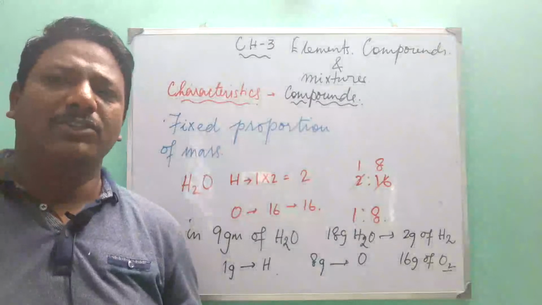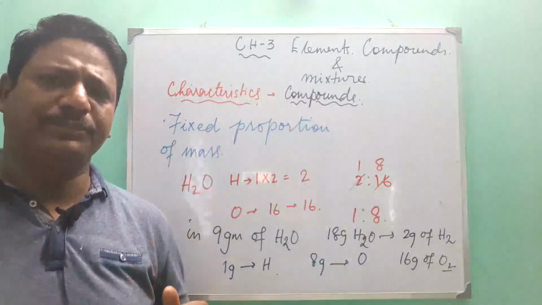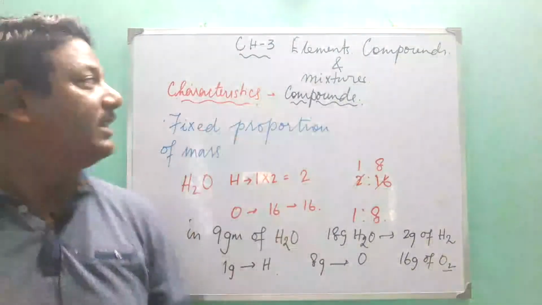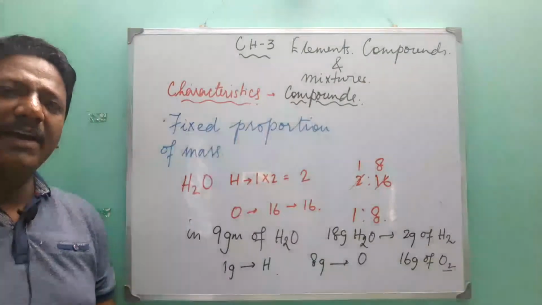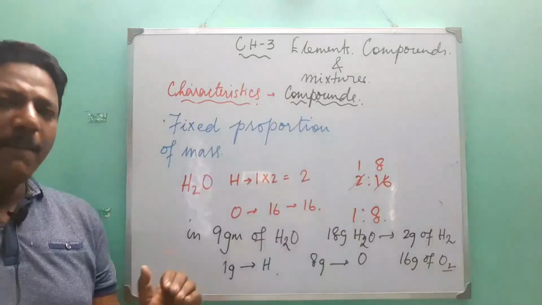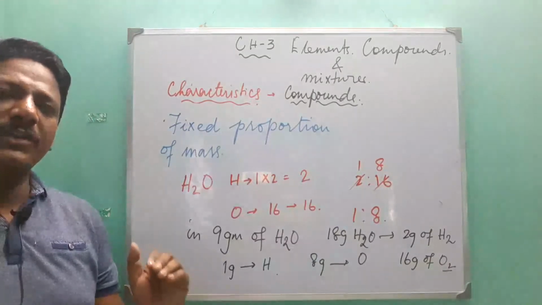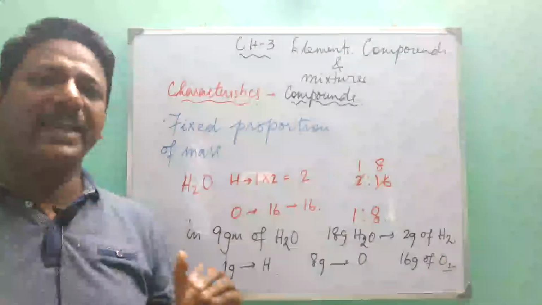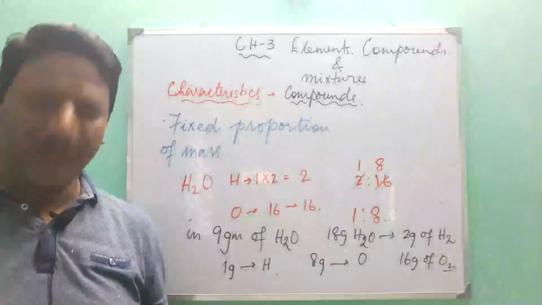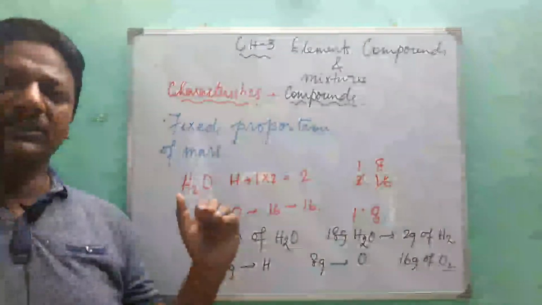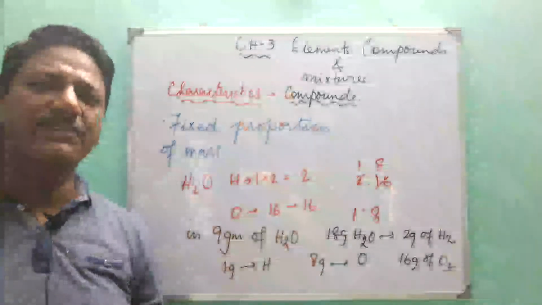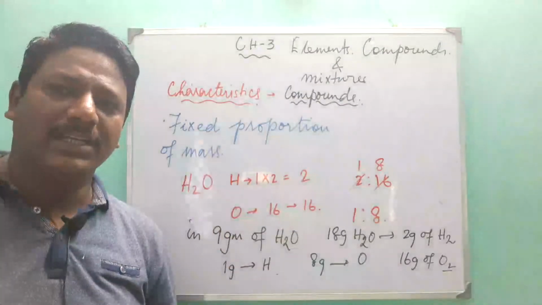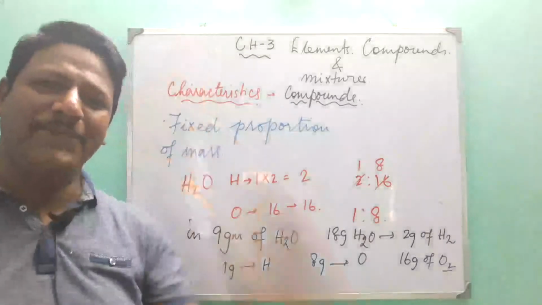All right, so this is very simple. This is the fourth characteristic of a compound, that the combining elements have a fixed proportion of mass, the mass of the combining elements. So these are the four characteristics of the compound which I just wanted you to know. I hope it has gone to your head, not above the head.